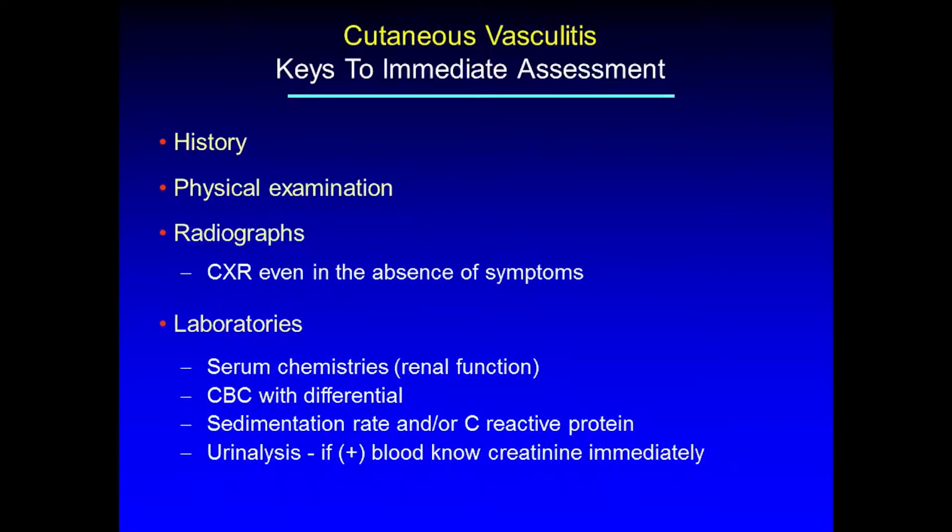So the keys to an immediate assessment, again, what are our clues from our history, our physical examination, radiographs, and again, in a patient who presents with a cutaneous vasculitis, even in the absence of features, I would encourage a chest radiograph to look for evidence of pulmonary involvement. And then in terms of laboratories, in many ways, our most basic tests are our most important in terms of looking at renal function, blood counts, a marker of inflammation such as the sedimentation rate and or C-reactive protein, and then the urinalysis. And if there is blood present, we want to know their renal function immediately.